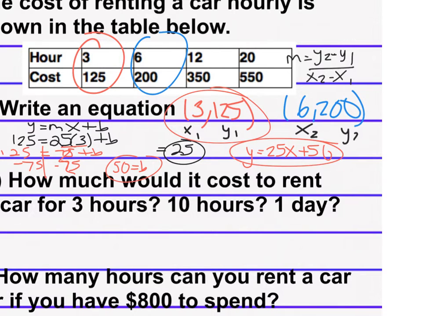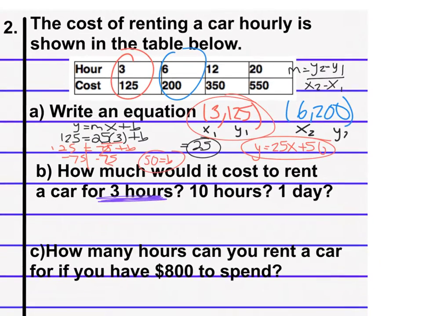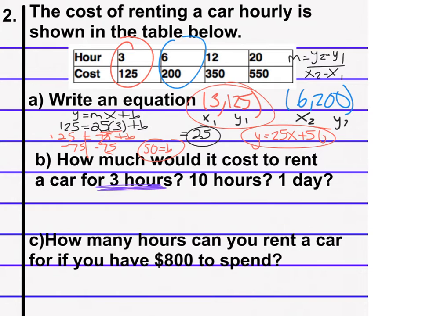All right, we're going to shorten this a little bit just to make sure everyone has enough time. Part B, how much would it cost to rent the car for 3 hours? Great news, if you look at your table, that is in your table. For 3 hours, it is $125. Okay, for 10 hours, 10 is not in my table. Hours is the variable x. Cost is y. So x is 10.